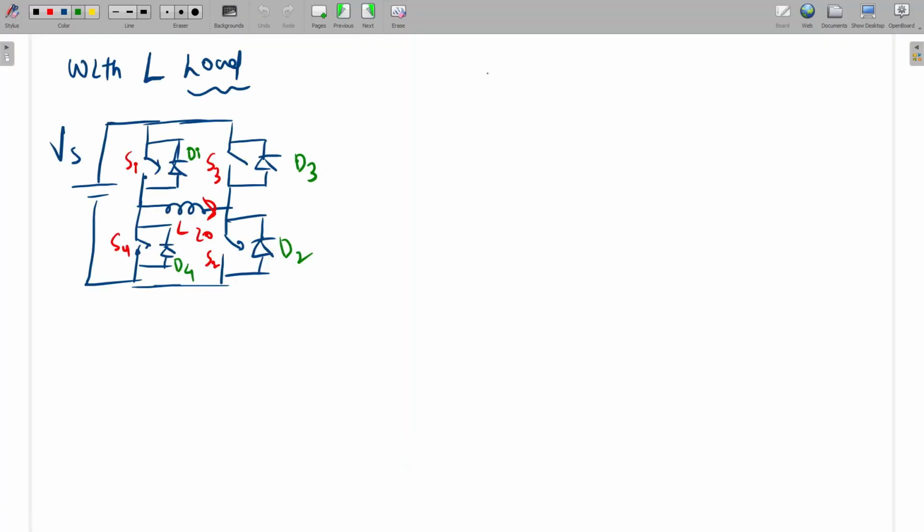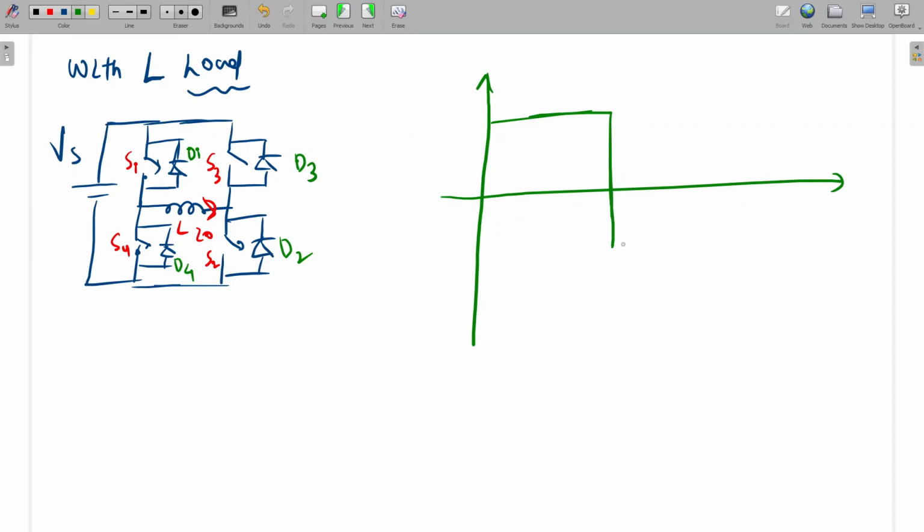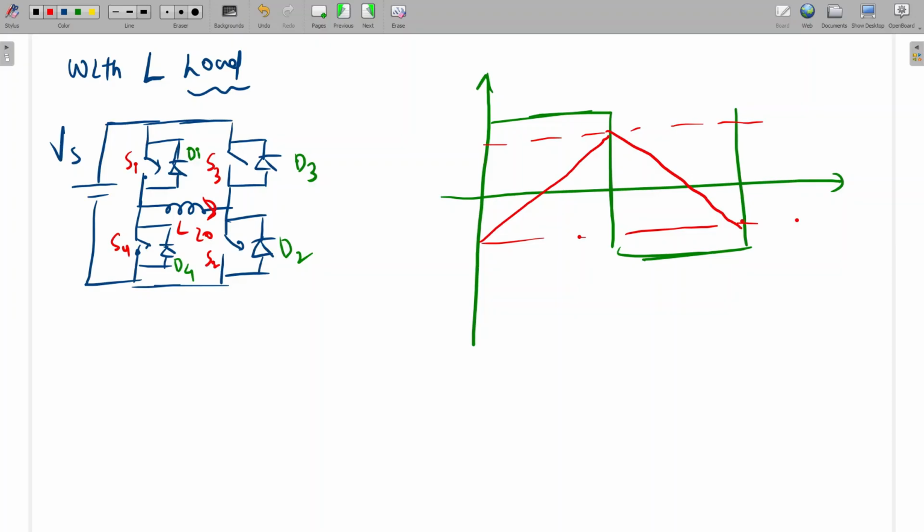I will draw the waveform quickly here. Let's say this is a purely inductive load, and this is the output voltage, and the inductor current will be a triangular waveform here also. This is VS and minus VS; I have taken VS here. This point is T by 2 and this point is T. So what is the slope here?